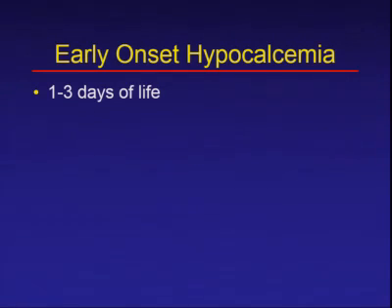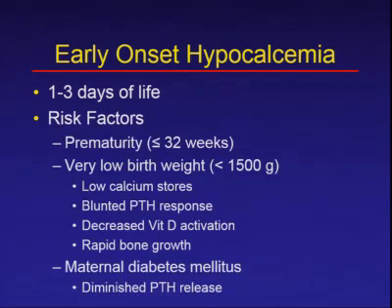For early onset hypocalcemia, this occurs in the first few days of life. The risk factors are largely due to the issues around birth. Infants that are premature or have very low birth weight have low calcium stores, often have a blunted PTH response, have decreased renal activation of vitamin D, and often have very rapid bone growth because, again, they're still growing very, very quickly.